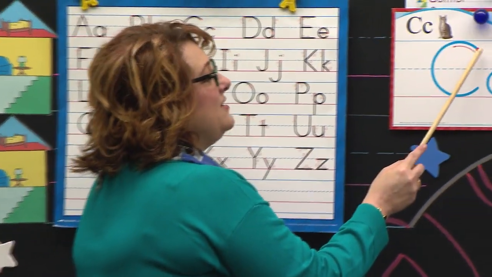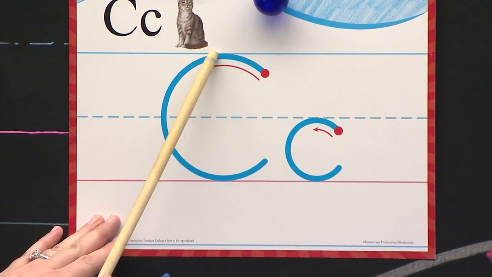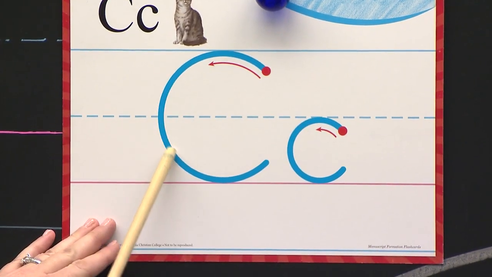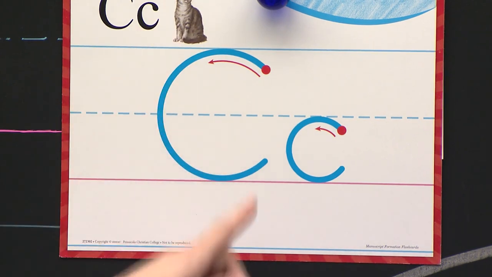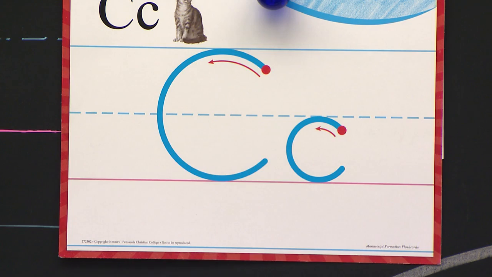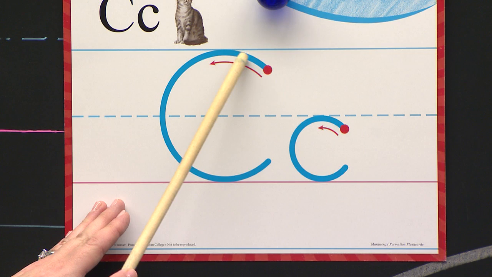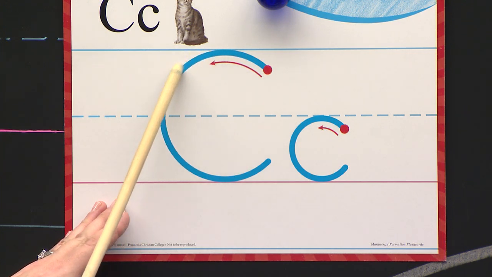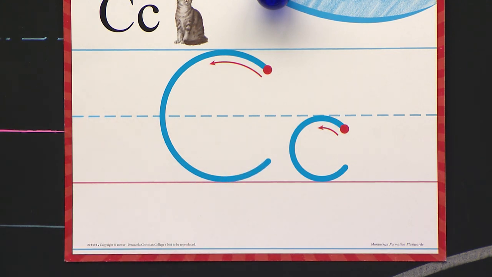We start at the red dot just below the ceiling. We curve at the ceiling, curve around down to the pink carpet and up just a little bit. We're not going to complete the circle because we're making capital C. Capital C is not a complete circle. Let's look at that again. We start just below the ceiling. We're going to curve up to the ceiling, curve around down to the pink carpet, and up just a little bit to make capital C.